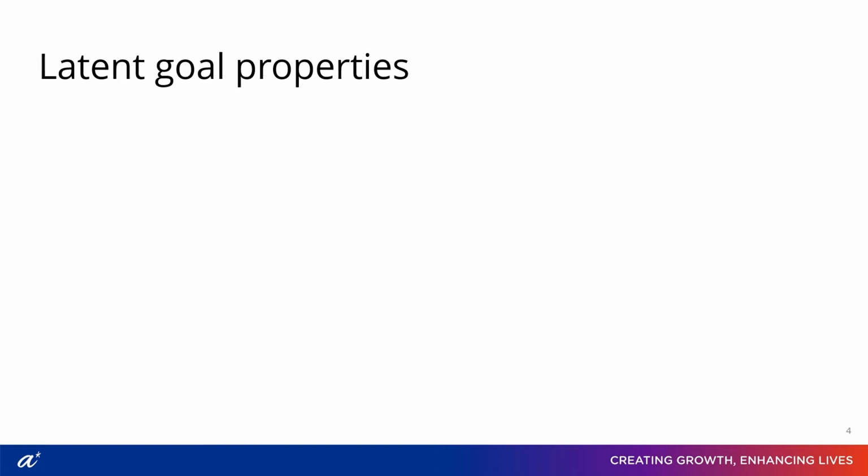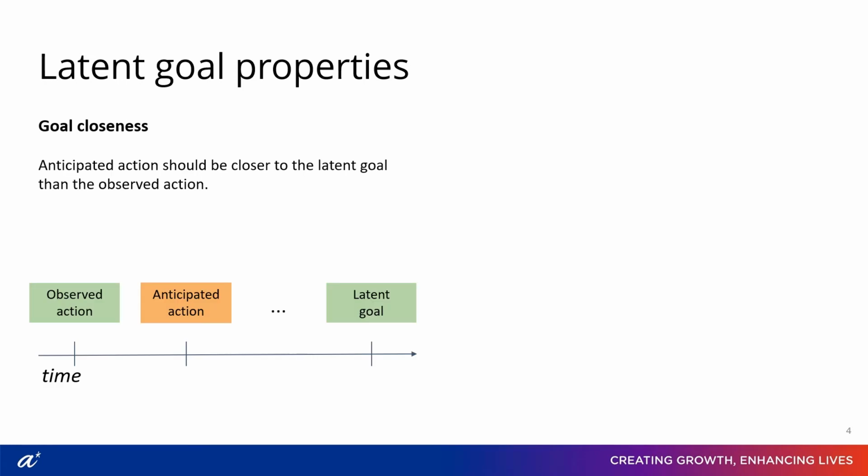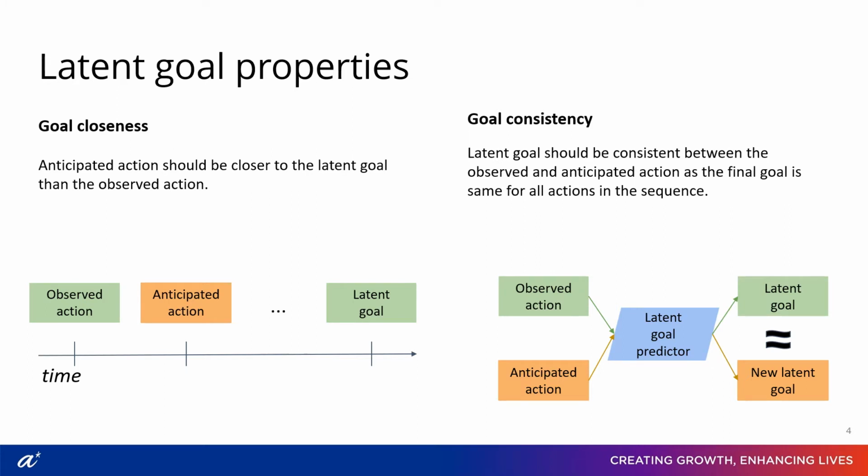So, the latent goal properties which we exploit to calculate the representation of latent goals are goal closeness, where an anticipated action should be closer to the latent goal than the observed action. This is well understood in a sequence of actions where the next succeeding action should always take us closer to the goal than the preceding action. The next property is goal consistency. Latent goals should be consistent between the observed and the anticipated action, as the final goal is the same for all the actions in the sequence.